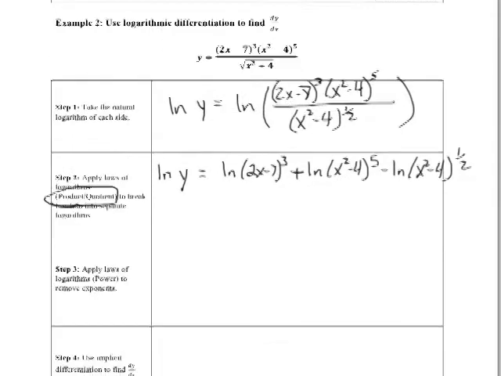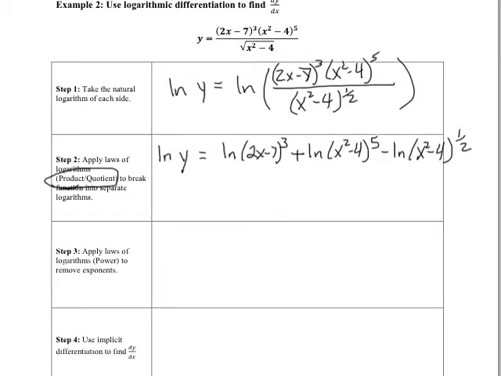Step 3 asks us to apply the laws of logarithms, the power laws. So that means we're going to be taking our powers and moving them down in front. So we get the natural log of y is equal to 3 ln of (2x minus 7) plus 5 ln of (x squared minus 4) minus 1/2 ln of (x squared minus 4).